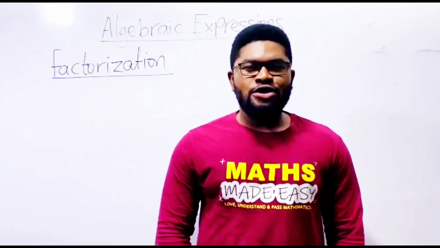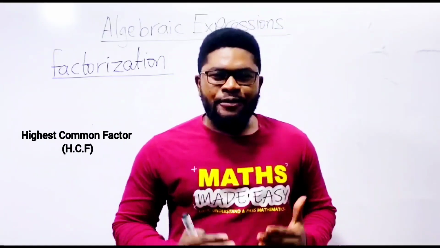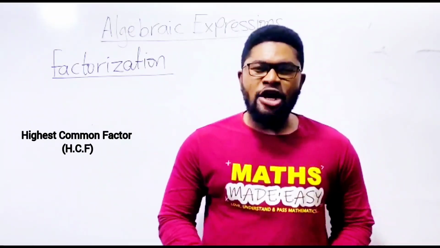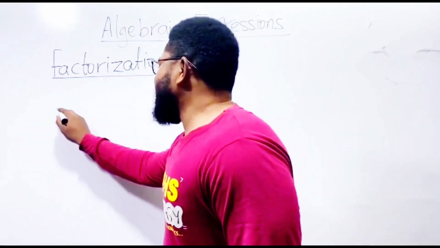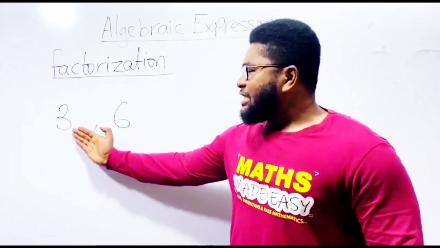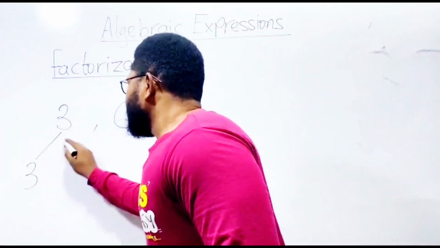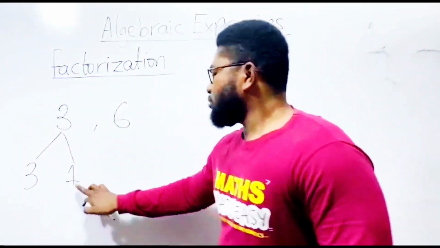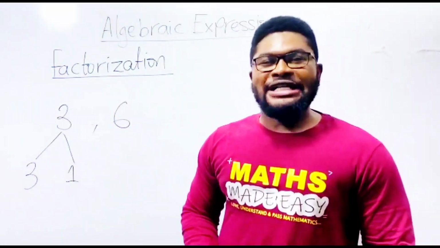Let me now show you how to get the highest common factor. Now that you know how to get factors, there is this part of factors called the highest common factor, or the HCF. Now let's take these two numbers. I'll take numbers like 3 and 6. Now, the factors of 3 will be 1 and 3, since 3 times 1 is 3.